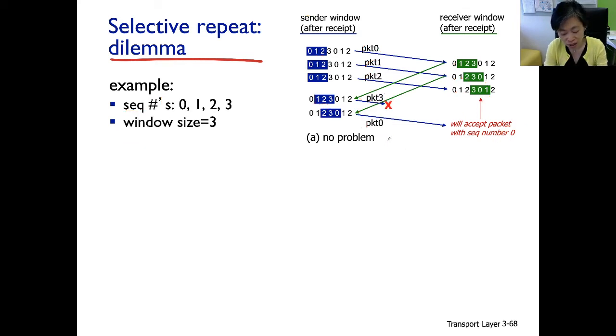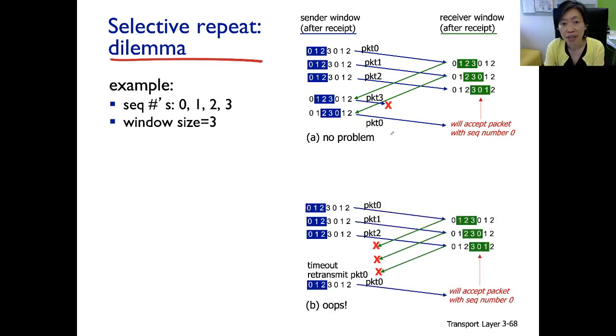Wait until you see the next one. Here's the next one. Same scenario, window size only 3, and we have sequence numbers. There are only 4 of them. So we send packet 0, 1, and 2 out. Receiver here generates ACK 0, ACK 1, and ACK 2 back. But unfortunately, all of them are lost. So timeout is going to happen and retransmit packet 0.